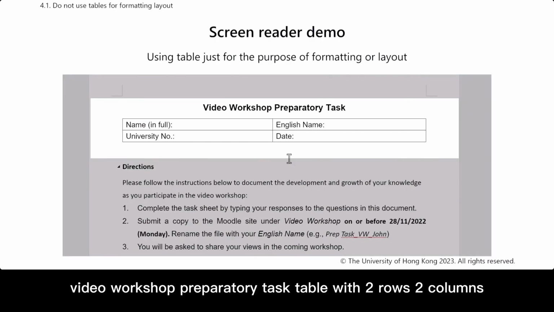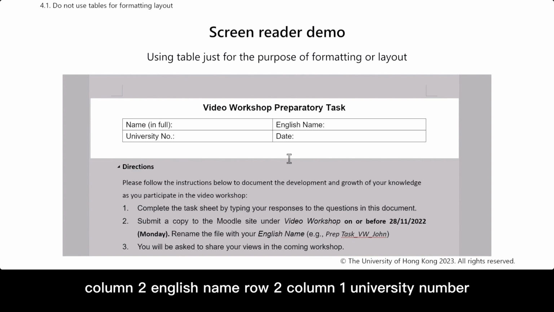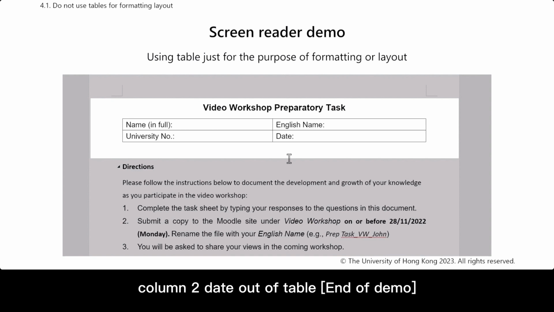Heading Level 1, Video Workshop Preparatory Task. Table with 2 rows and 2 columns, level 1, row 1, column 1, name, in full, column 2, English name, row 2, column 1, university number, column 2, date, out of table.